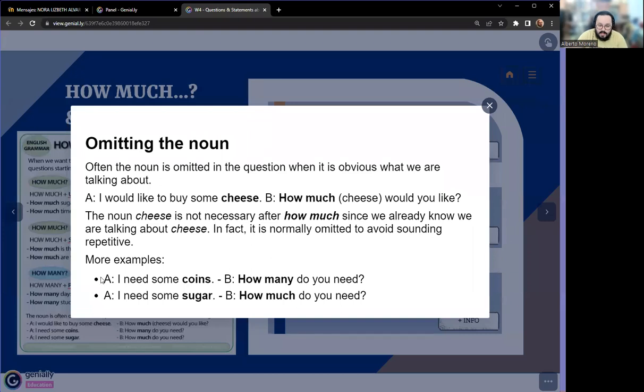So another example, person A said, I need some coins, and person B asked, how many do you need? So it's not necessary to repeat coins because it is obvious, and we want to avoid repetitiveness. Another example: I need some sugar. How much do you need?